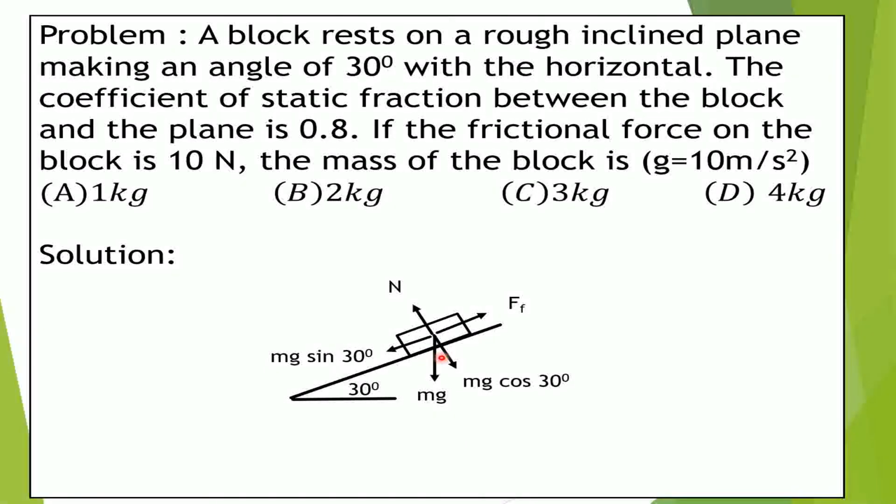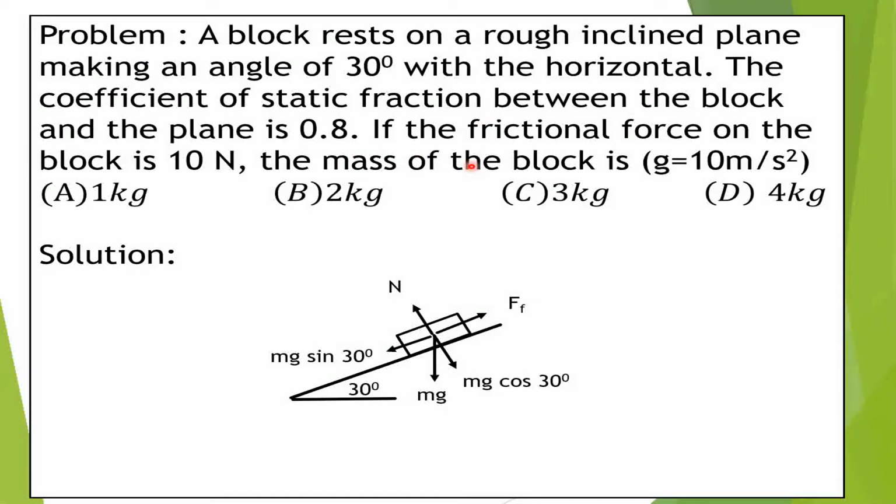So we can resolve this component in this direction and in this direction, since this angle is 30 degrees. So this component is mg cos 30 and this component is mg sin 30. This is the normal force, and this is the force due to friction. Now the question is we want to find the mass of the block.